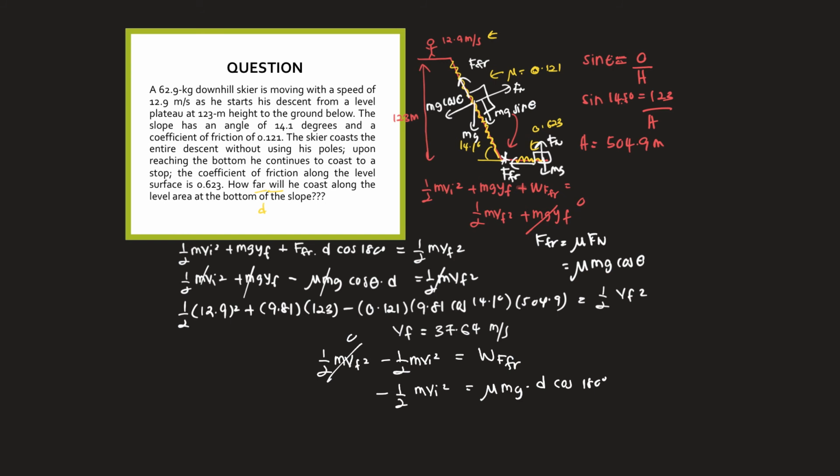Okay, so here you're going to cancel m, so you're going to get half times 37.64 square equals mu, which is 0.623, times 9.81. Then you are going to get d there, and the answer is 115.9 meters. Okay, so this is how you do it using the energy method. So you need to do it one by one, then you can actually see that.